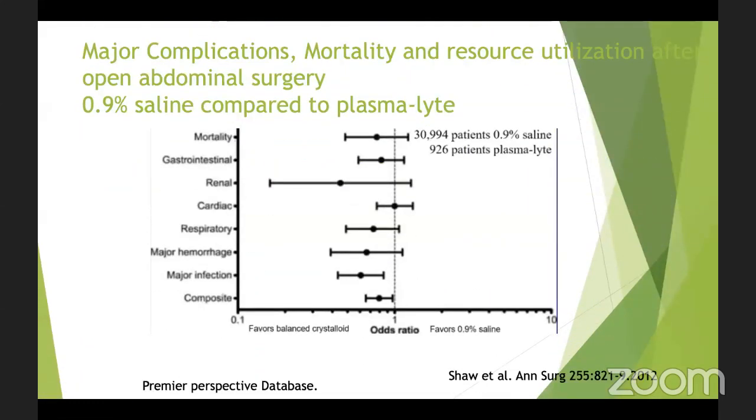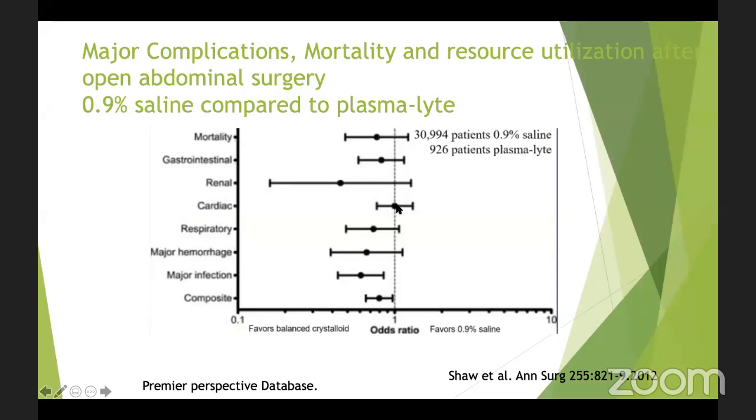So here is a trial comparing balanced crystalloids and normal saline, which is 0.9% sodium chloride. In this study, they found that most results favored balanced crystalloids like Ringer's lactate or Hartmann's solution, except in the cardiac subgroup, which was balanced.